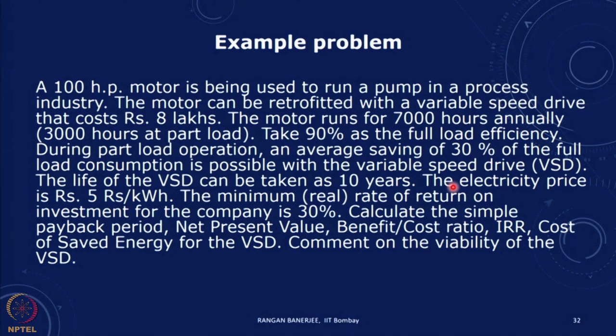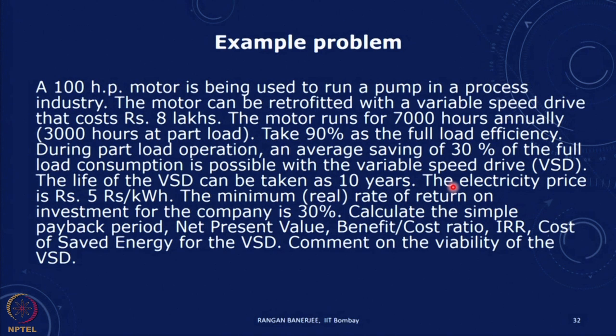Now, what happens in the case of the variable speed drive is when we are running it at part load, it's running inefficiently. If you have a variable speed drive, instead of throttling the pump, we will run the motor at a different speed, and we get savings. Now, we've been told that the full load efficiency is 90%, and during part load operation, if we put a variable speed drive, we get an average saving of 30% of the full load consumption.